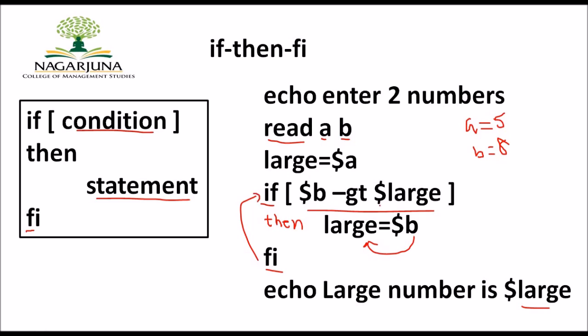So we verify the condition. This condition basically returns the truth value. If the truth value is returned as 0, then it indicates that yes, the condition is true. Then control is given to the statement to be executed. If the condition does not hold good, then the exit value or the return value will be returned as 1, indicating it is false. So the large=B statement will not be executed, and the large value will remain A itself. So this is how your if then fi executes.